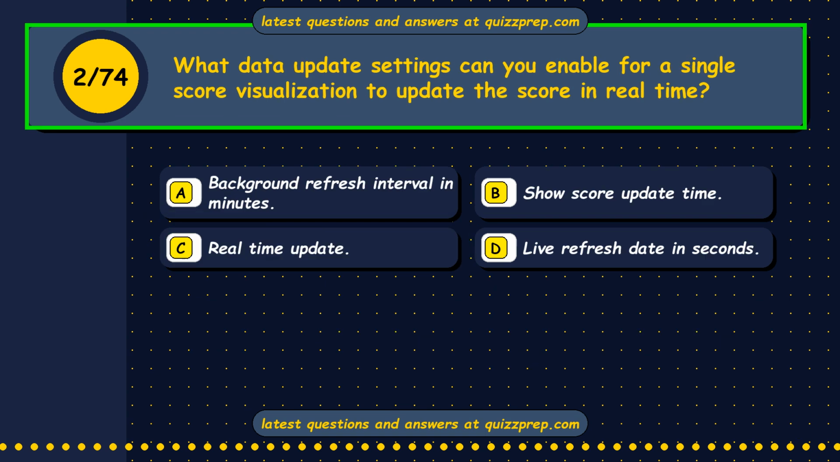Question 2. What data update settings can you enable for a single score visualization to update the score in real time? Option A, background refresh interval in minutes. Option B, show score update time. Option C, real-time update. Option D, live refresh date in seconds.